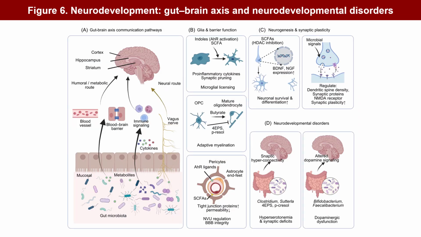Figure 6. The gut-brain axis. Gut-derived metabolites can influence microglial maturation, myelination, blood-brain barrier integrity, and synaptic plasticity. Therefore, early microbial disruption may be associated with neurodevelopmental disorders.